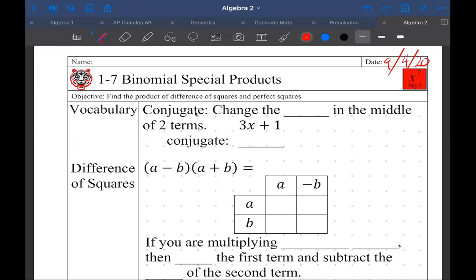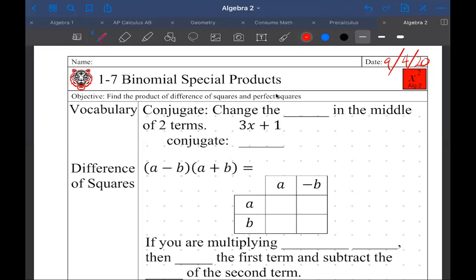Our objective today, who wants to read that? Jenny, yes. Find the product of difference of squares and perfect squares. There it is. Yeah, so we're going to do products today. We're doing multiplication, and we're going to do two things: difference of squares and perfect squares.